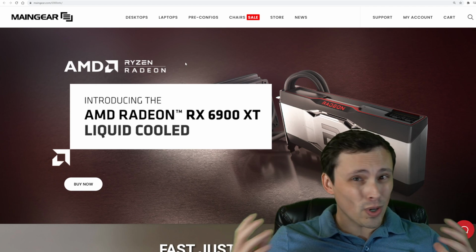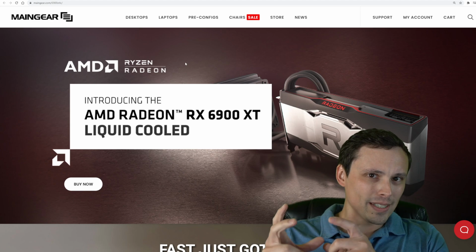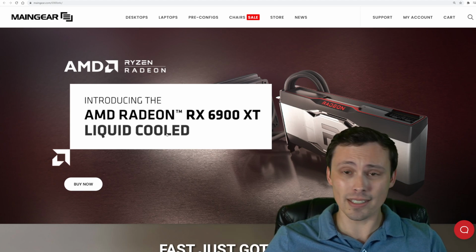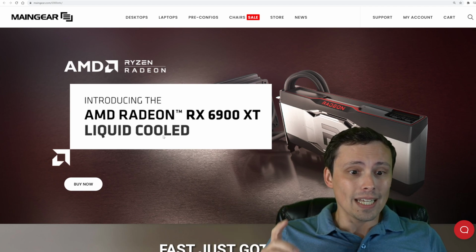Okay, so what exactly is this thing? Didn't AMD already launch the top-end card, the 6900 XT? Is this literally just the exact same thing but liquid-cooled? Kind of, but it's liquid-cooled.